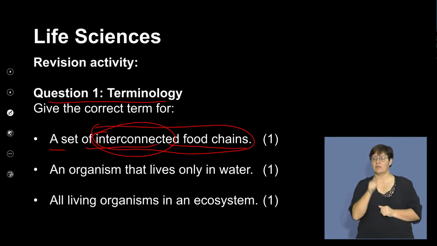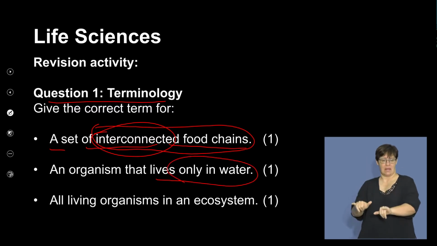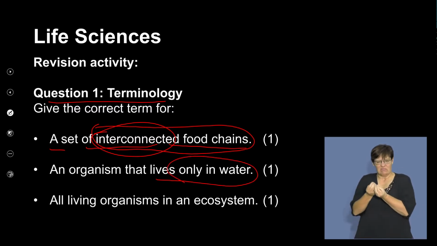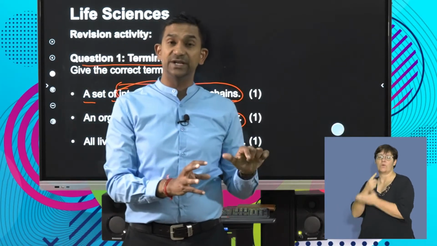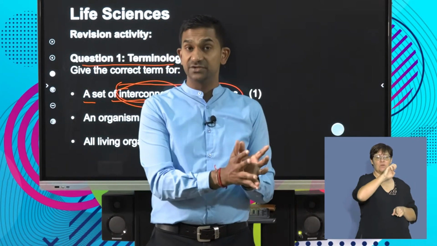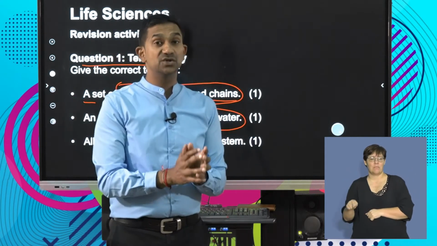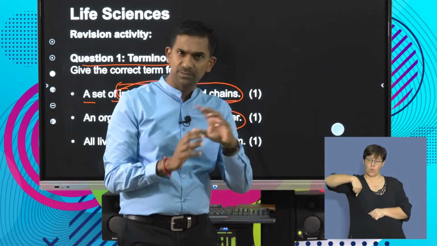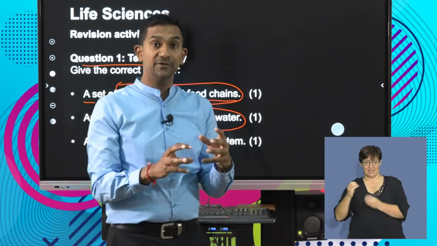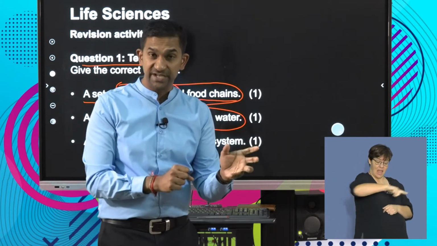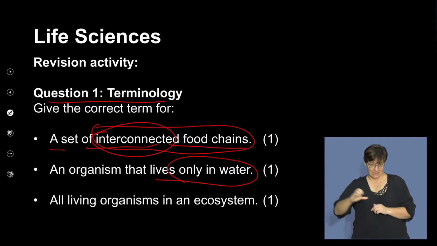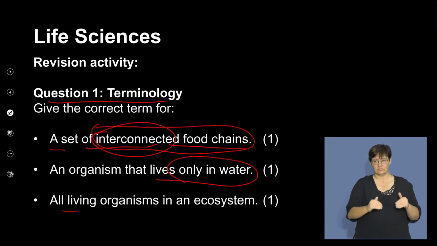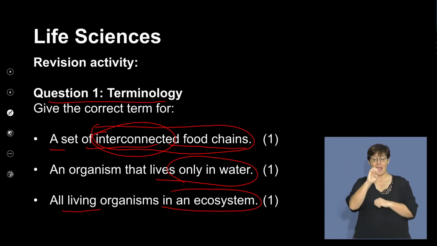An organism that lives only in water. It's important that we recognize that we've got organisms that live on land and those that live in water. So the ones that live on land, we refer to those as the terrestrial organisms. However, the ones that live in water, we refer to those as your aquatic organisms. So it's important that we recognize that life forms exist on land, which are terrestrial, as well as in water, which are aquatic.